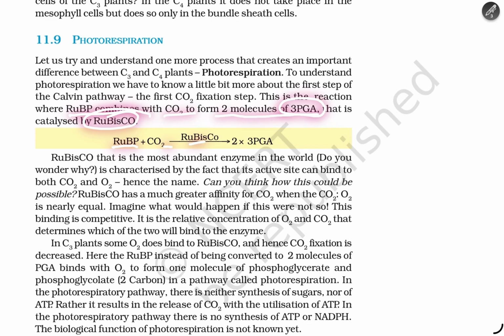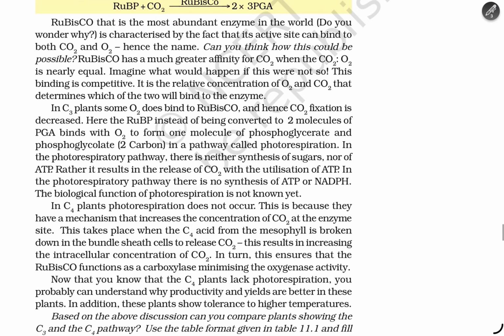RuBP plus CO2 plus Rubisco gives 3-PGA and Rubisco, which is one of the most abundant enzymes in the world. It is characterized by the fact that there is an active site that binds to carbon dioxide and oxygen, hence the name. Can you think of how this could be possible? Rubisco has a much greater affinity for carbon dioxide, even when the ratio of carbon dioxide to O2 is really equal. Imagine what would happen if it were not so.